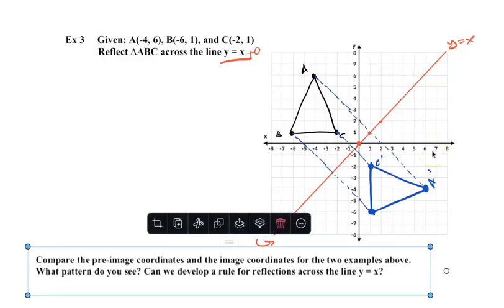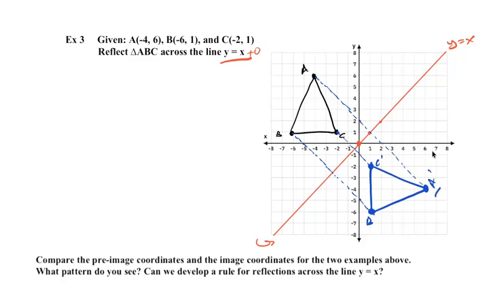Now let's see if we can figure out anything about this one also. So this point here is 6, negative 4. This one is 1, negative 2. And then this one is 1, negative 7. So let's put them next to each other. So A prime is now 6, negative 4. B prime is 1, negative 6. I can't count. Sorry. So now it's 1, negative 6. And then C prime is 1, negative 2.